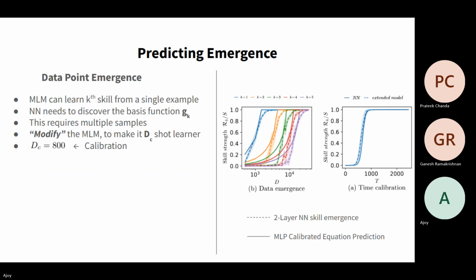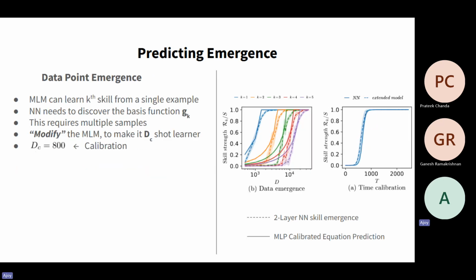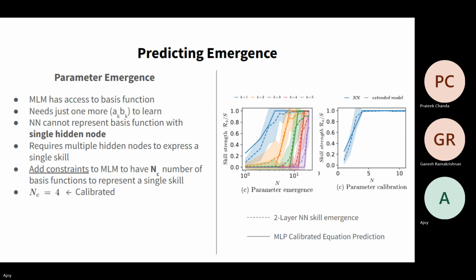Next, this is for the data emergence. As you increase the number of samples that you can draw from the entire skill set, it can also model that. Now, just one step back: we add another d_c short parameter into the MLM formulation so that we have to learn at least d_c steps to reach it. So this is about parameter emergence, and we can see that at a standard deviation of, I think, 1, we are able to model the neural network emergence.